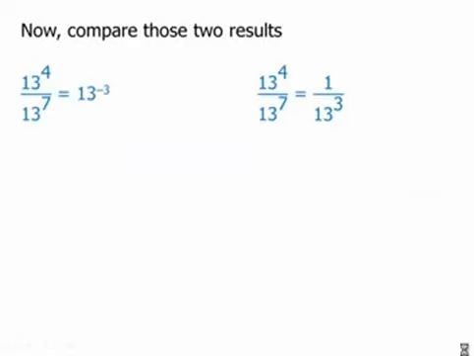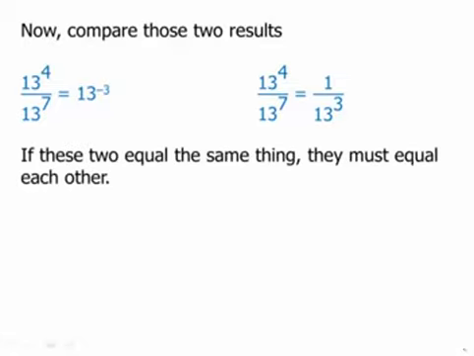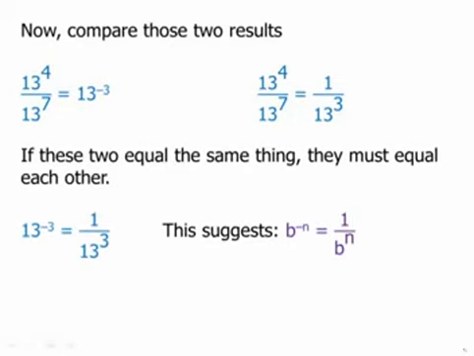Now compare those two results. One way of thinking about it, we got 13 to the negative 3. Another way of thinking about it, we got 1 over 13 cubed. If these two equal the same thing, they must equal each other. And this suggests that b to the negative n equals 1 over b to the n. So that is the exponent rule. That is the rule for negative exponents. And this is one way to think about it.